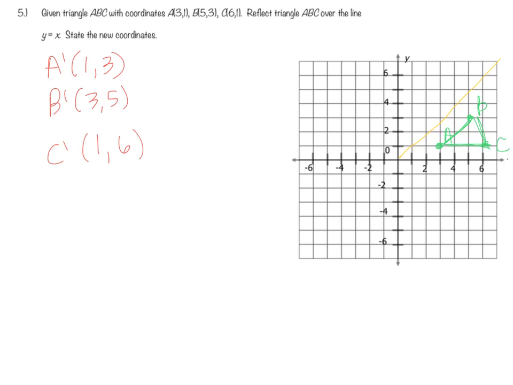So let's plot these new points. So (1, 3) is my new A. (3, 5) is my new B. And (1, 6) is my new C. So this is our new triangle, which is directly a reflection over y equals x.